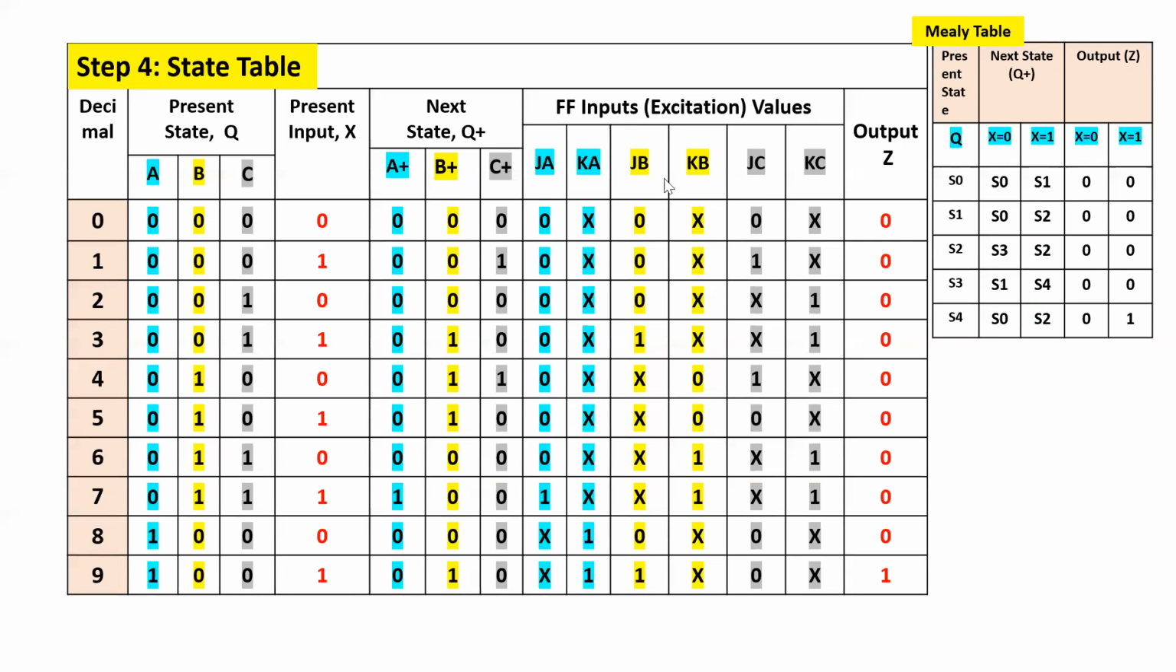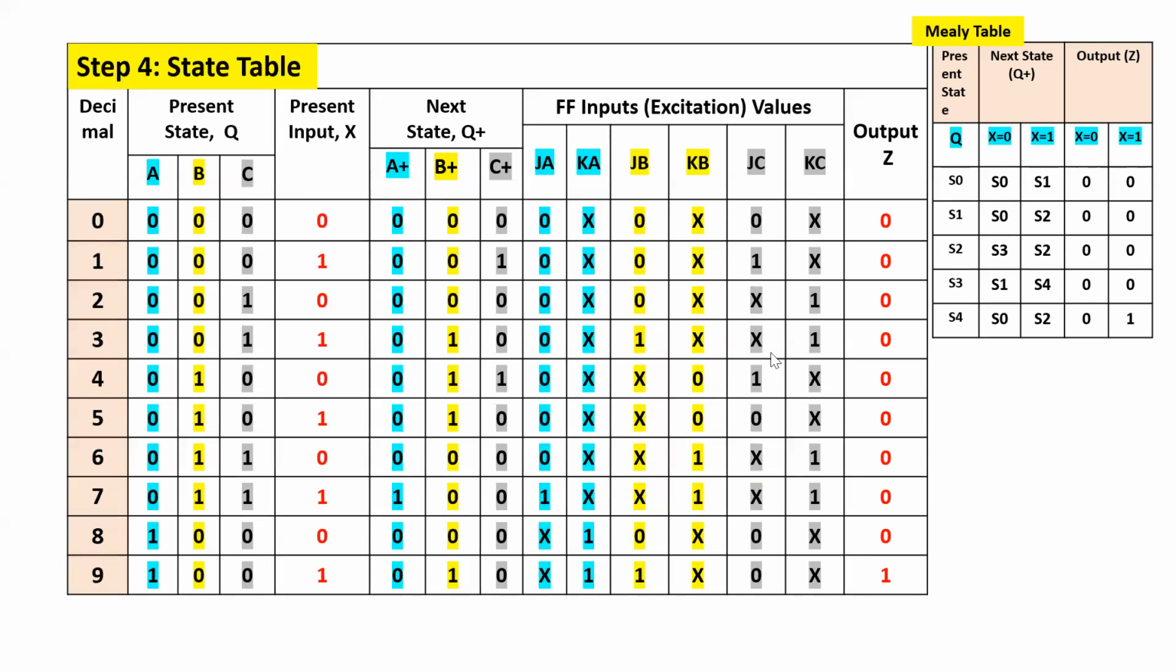Next, we should fill these flip-flop input values. So, how many pairs of flip-flop inputs are required? Here, 3 pairs of flip-flop inputs are required, because here we are using 3 flip-flops. JA, KA, JB, KB, JC, KC.